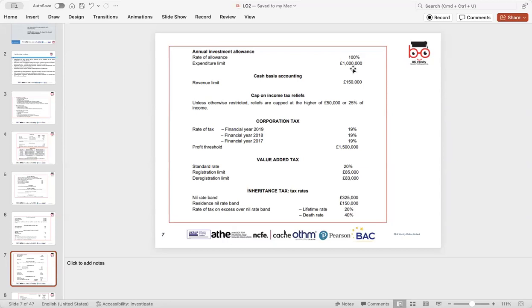There is an expenditure limit of 1 million pounds. Sorry, yes, sorry, 1 million, which caps the total amount of expenditure that qualifies for the relief.